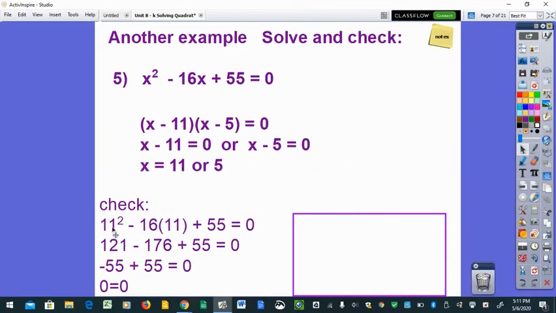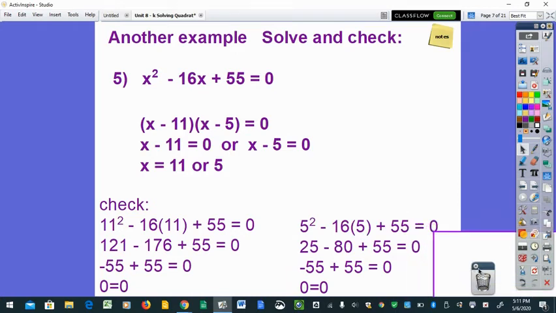Pick up my calculator, square the 11, minus 16 times 11, add 55. You will see 0. And if you do it with the 5, you will also see 0. So this parabola, if we were to graph it, is going to open up because the a is positive. And since it hits the x-axis in two spots, its vertex must be below the x-axis, and it's going to hit at positive 5 and 11. So it's kind of shifted over to the right.